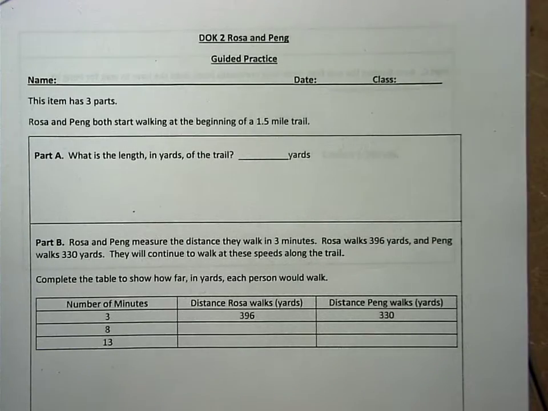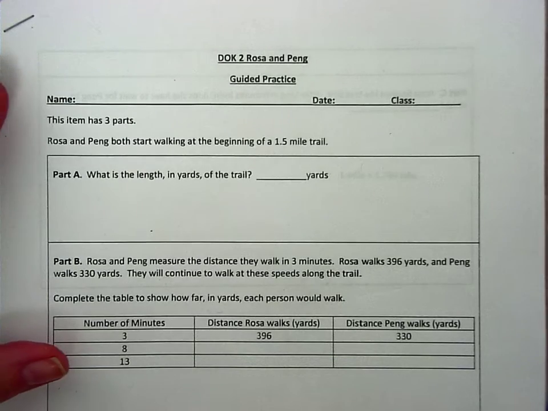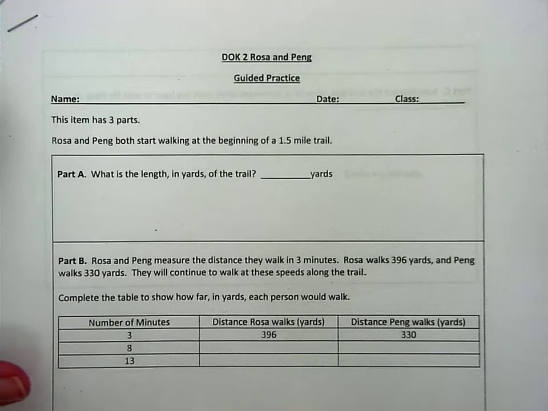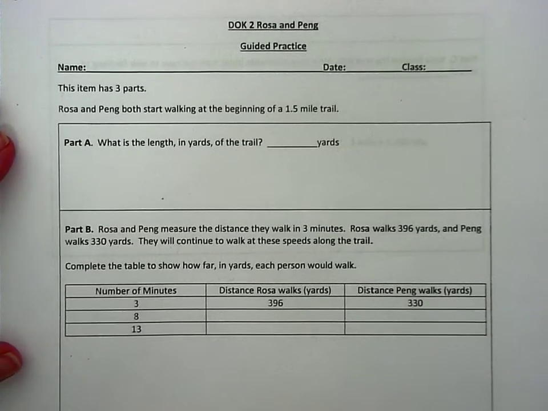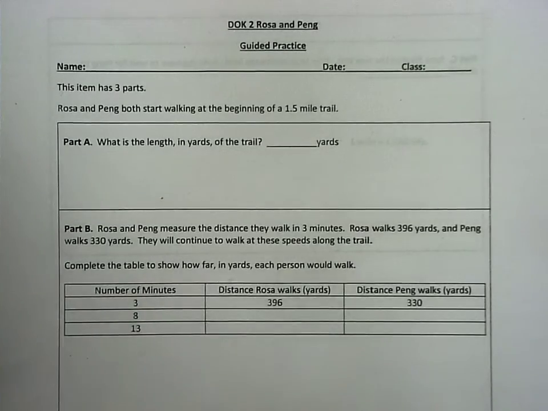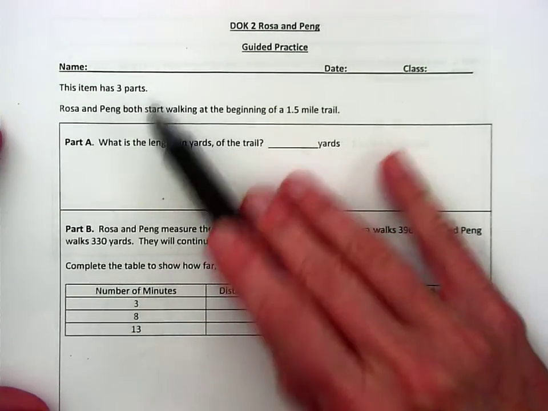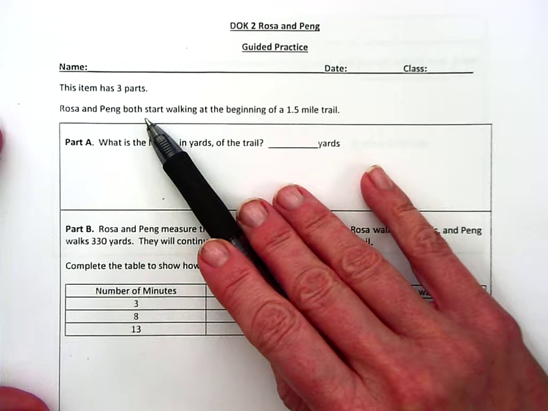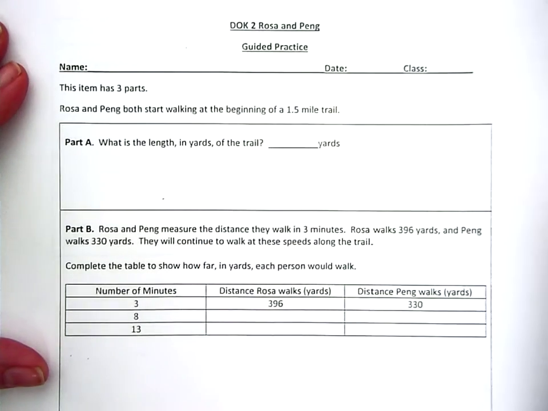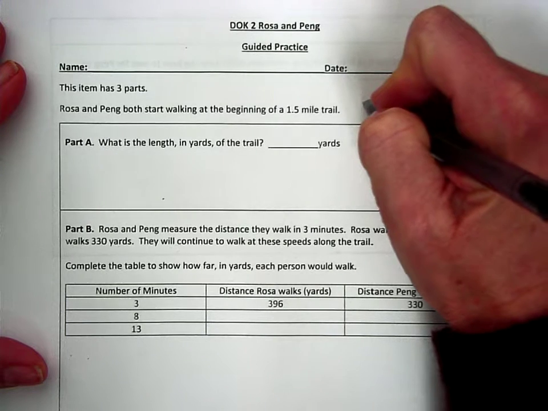Okay, sixth graders, we're going to take a look at some problems that involve ratio tables and converting measurements, so I want to read this to you. First of all, I want you to understand that this problem has actually three parts to it, okay? It starts with Rosa and Peng both start walking at the beginning of a 1.5-mile trail, which is 1.5 miles.